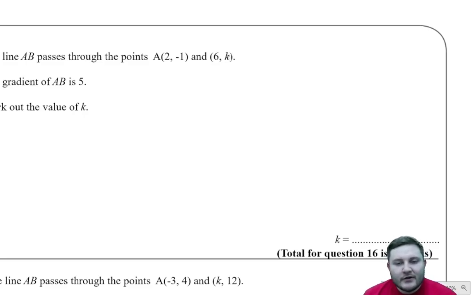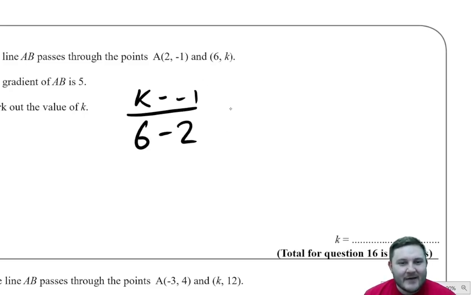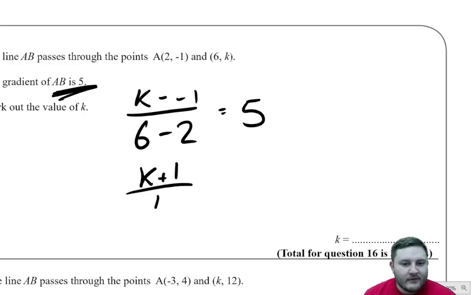So you do the second y coordinate, which is k, take away the first one, which is negative 1. Even I nearly got it the wrong way around then. Negative 1, divided by 6 take away 2. But we know that this must be equal to 5 because we're told the gradient is 5. So that's the key difference here. Well, 6 take away 2 is 4, and k subtract negative 1 is actually k plus 1. So k plus 1 over 4 is equal to 5.